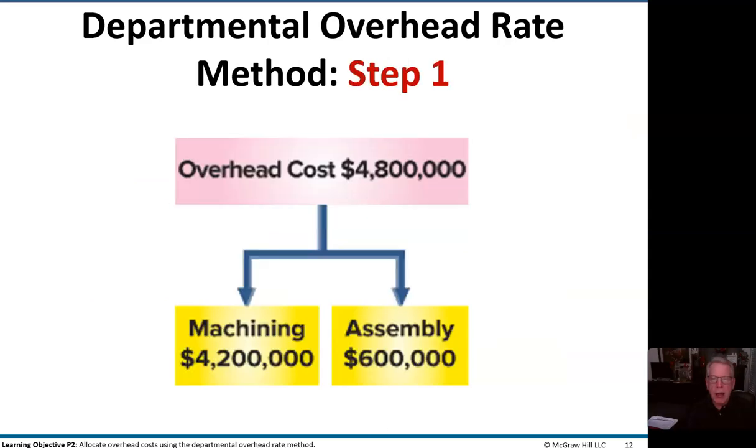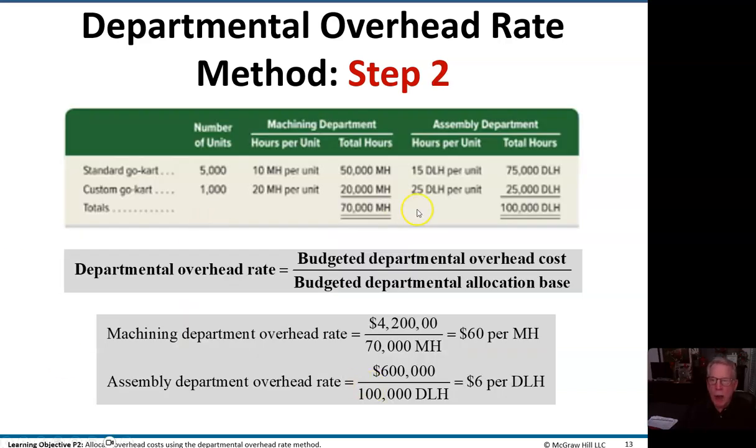Okay, so now, again, here we have $4.8 million. That did not change, but it's comprised of machining and assembly. Machining is $4,200,000 and assembly is $600,000. So now we can allocate the overhead based on direct labor hours and machine hours.